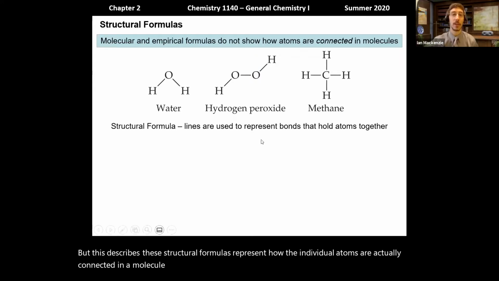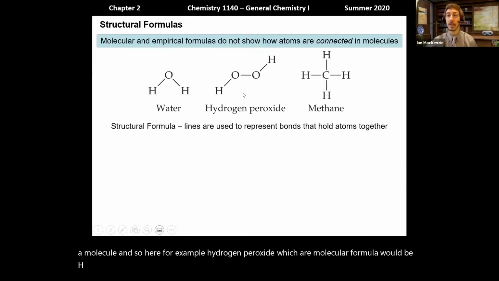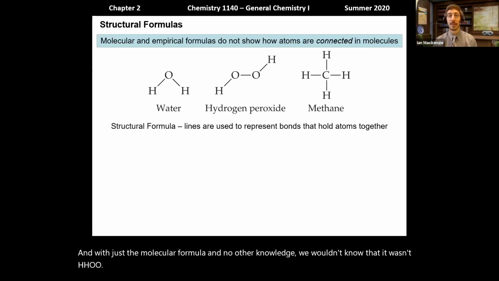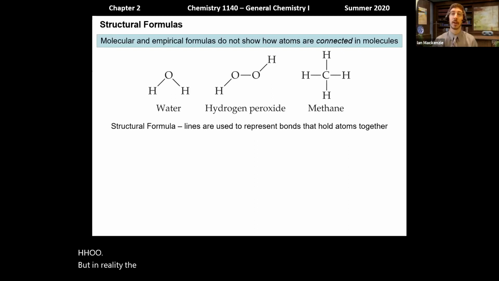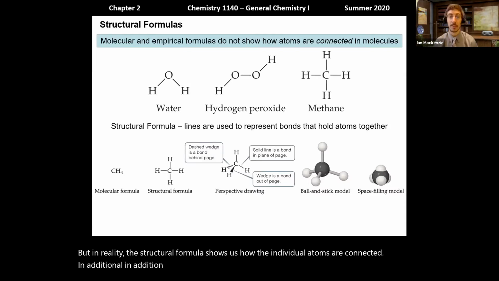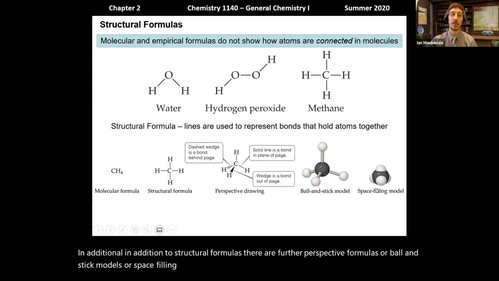And so here, for example, hydrogen peroxide, which our molecular formula would be H2O2, and with just the molecular formula and no other knowledge, we wouldn't know that it wasn't HHOO. But in reality, the structural formula shows us how the individual atoms are connected. In addition to structural formulas, there are further perspective formulas or ball and stick models or space filling models. All of these are just different descriptors for how molecules are connected together.